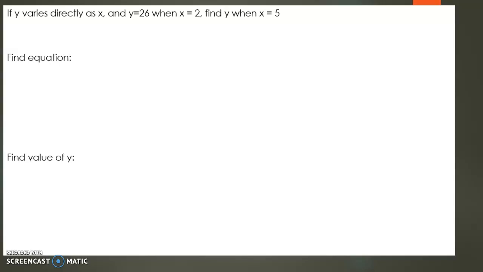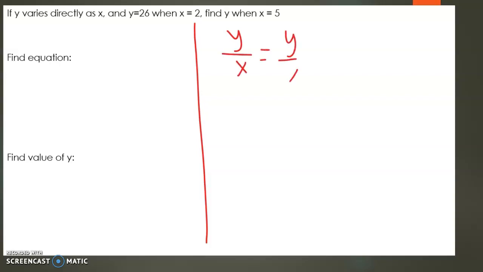Next problem: if y varies directly as x and y equals 26 when x equals 2, find y when x equals 5. Again, my equation, y over x, should start way higher than that because I need some room. So I'm going to go up here. y over x equals y over x. Here is one of them. So 26 over 2 equals y over 5.